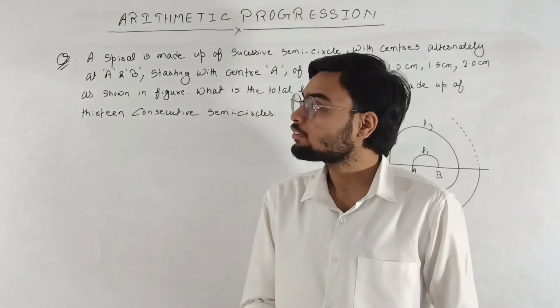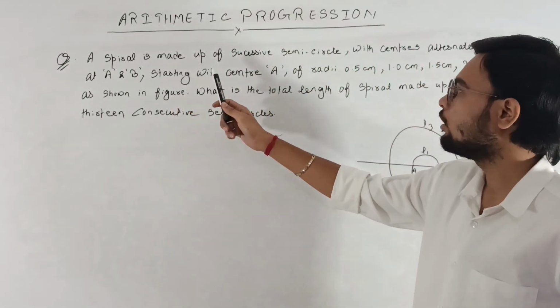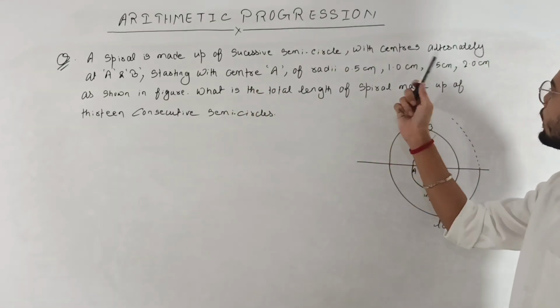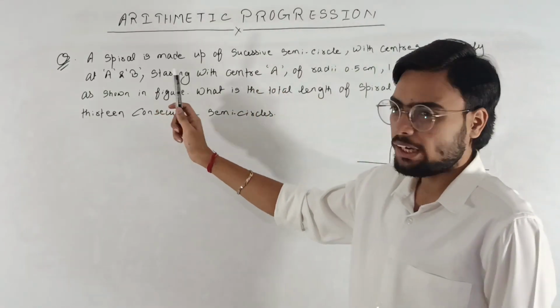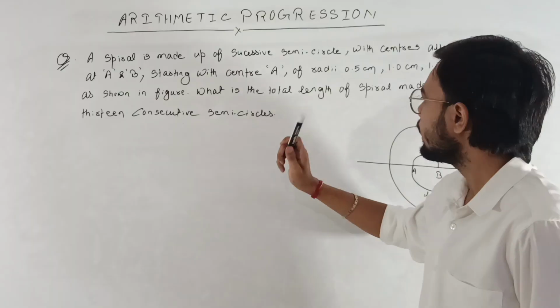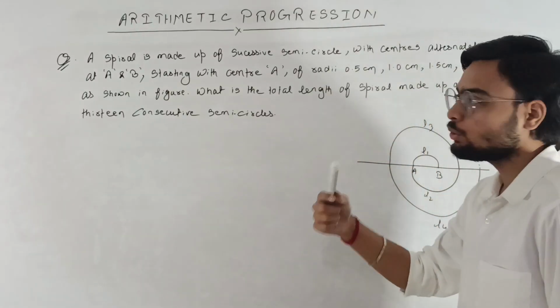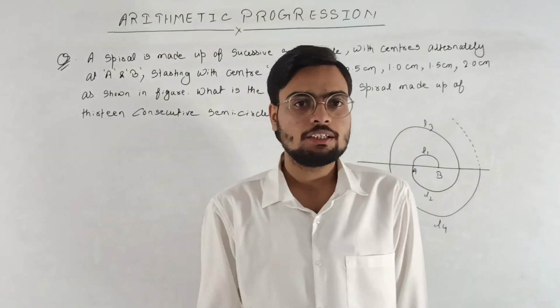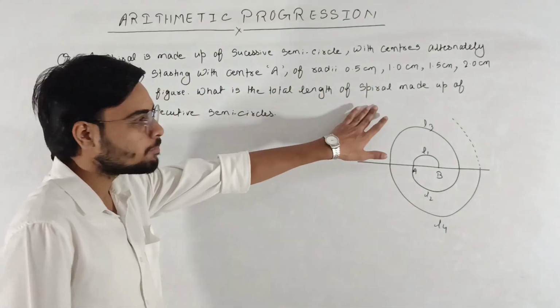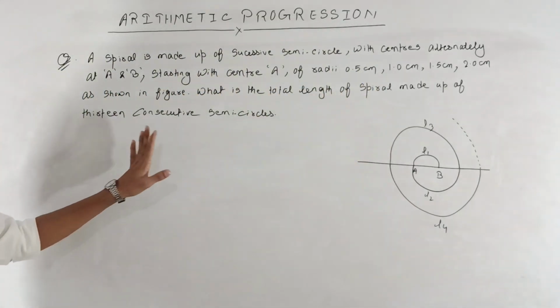Okay. Now let's move towards the next question. The question is what? A spiral is made of successive semicircles with centers alternately A and B, starting with center A, of radii 0.5 centimeter, then 1 centimeter, then 1.5, and then 2 centimeter, as shown in the figure. Then we have to find the length of a spiral made up of 13 consecutive semicircles.